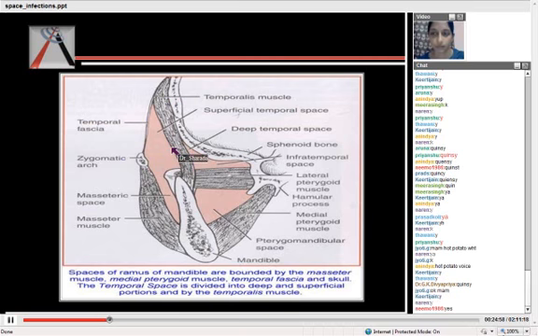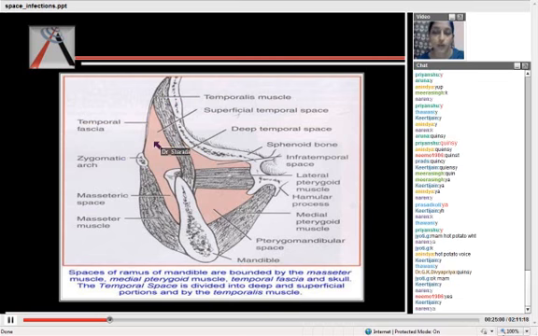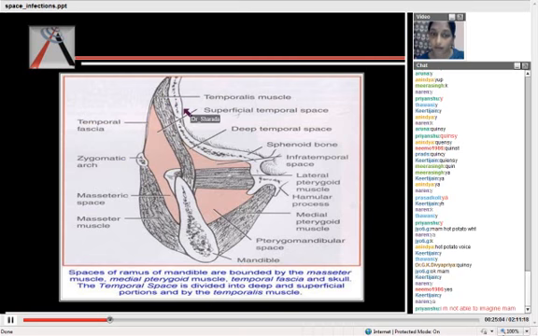Yes. So now imagine you have a fascia right here, you have a temporalis muscle here, and you have a superficial temporal space. The spaces need not necessarily be empty. It will have certain nerves, it will have certain arteries.